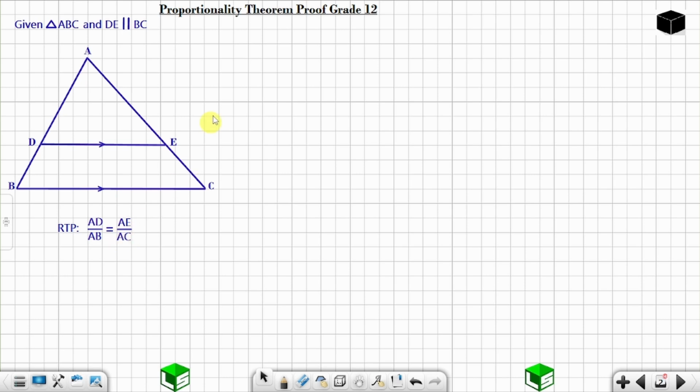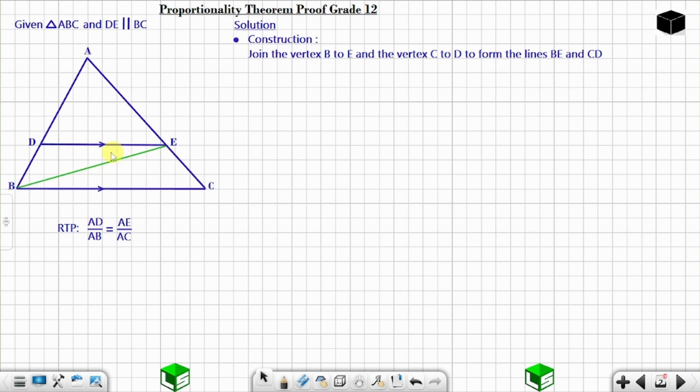Okay, so solution, the first thing is to construct. You are going to start with the construction. You are going to join the vertex B to E and vertex C to D to form the lines BE and CD. You're also going to draw EM perpendicular to AB and DN perpendicular to AC.